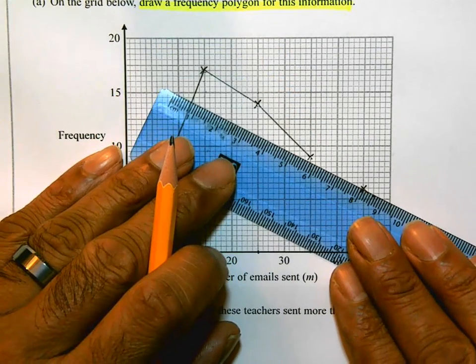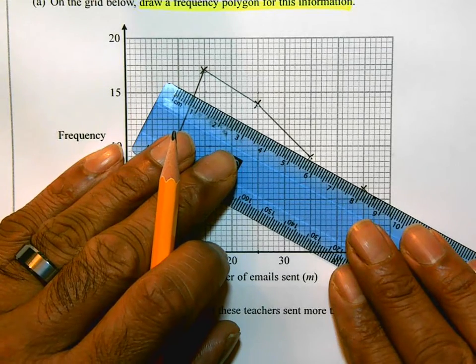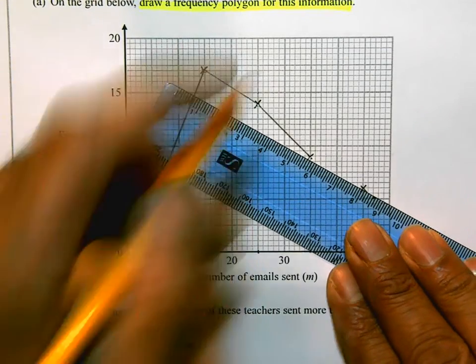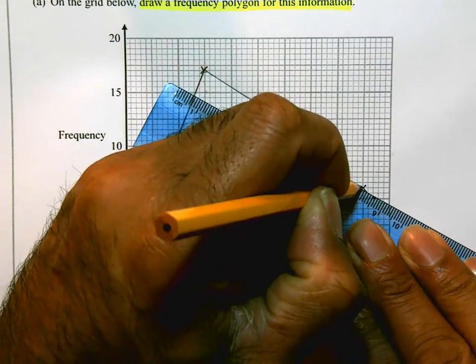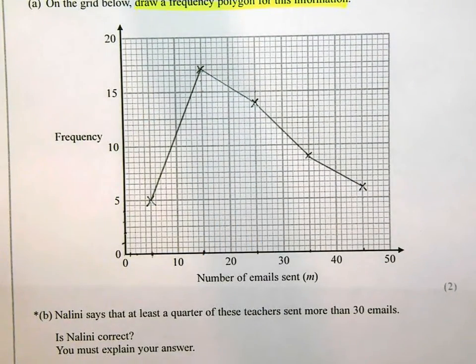And there you go, have it. Okay, this is pretty straightforward. Make sure you are able to do a frequency polygon. It's a technique and a method that you should be familiar with, right?